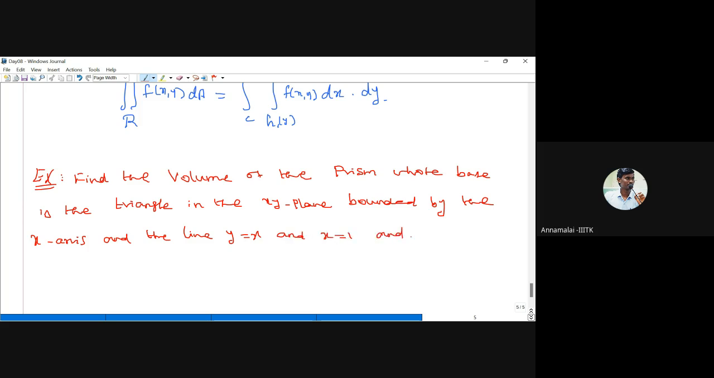and whose top lies in the plane z equal to f of x comma y, where f of x comma y is nothing but 3 minus x minus y. That's it.